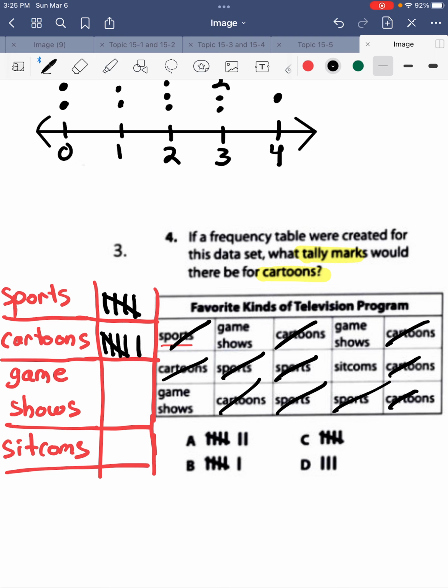For game shows, I have 1 tally, 2, 3, and that's it. And for sitcoms, I have 1. But they are looking specifically for cartoons. I have 6 tallies, and it's going to look just like that. That is B.